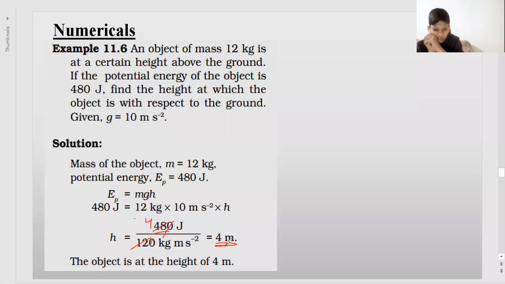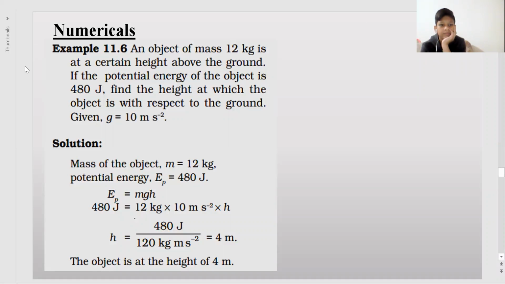In all such problems, you should be very careful about the units. Check whether the unit is in kg or not, and whether the velocity or the expression is in the proper unit or not. Only after verifying the unit, you have to put the values. Is it clear to everyone?